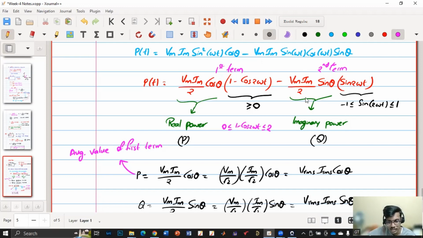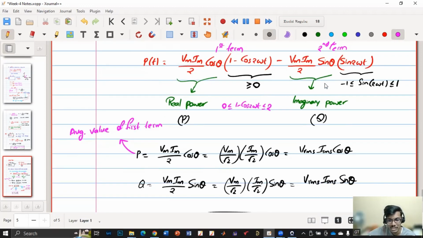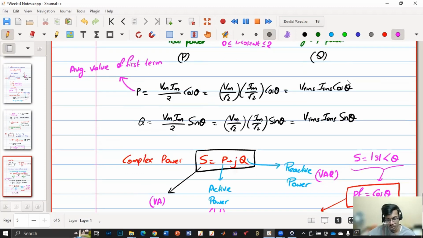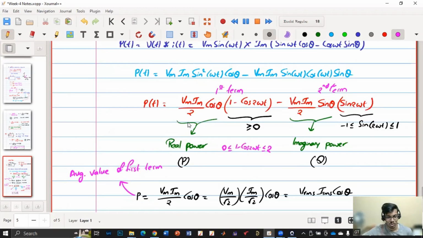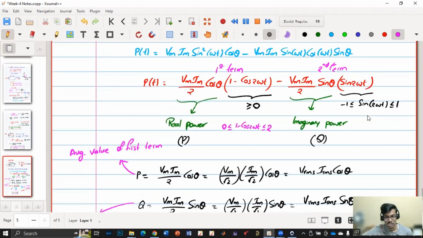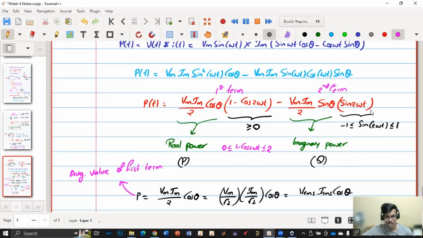So we are defining this term Q, which is the peak value of the second term. It is not the average value, which is 0. So this is the peak value of the second term. That's how we are defining it and proceeding. You have to be careful with this. When we say Q, it is not the average imaginary power, because that is 0.